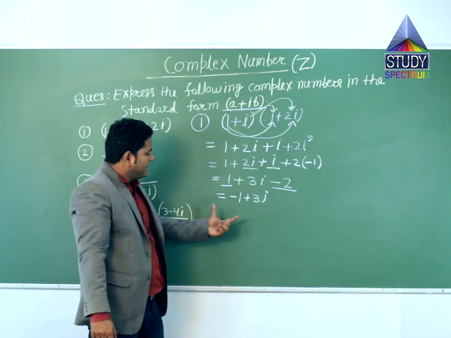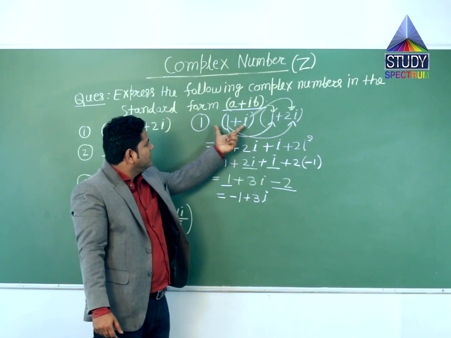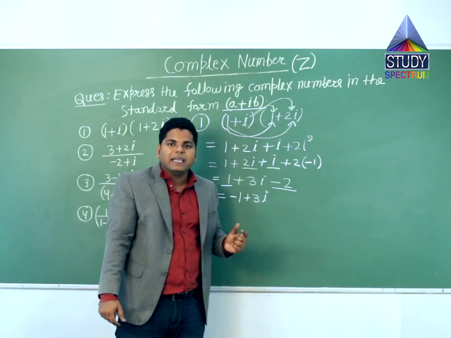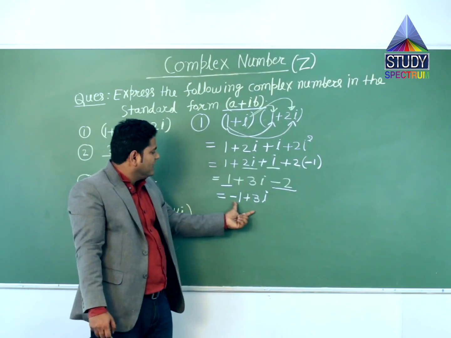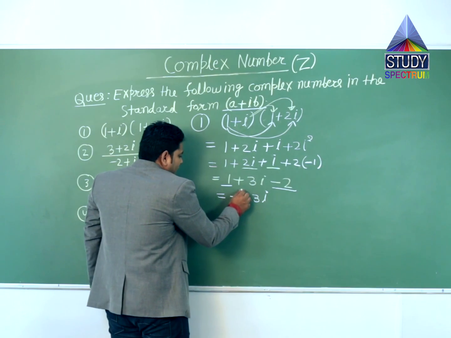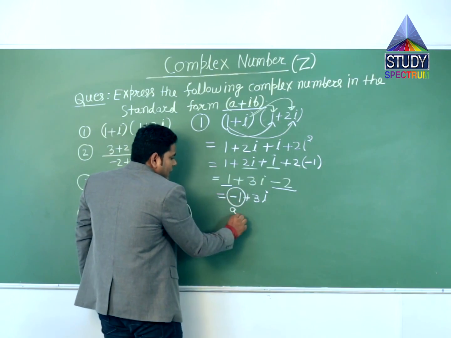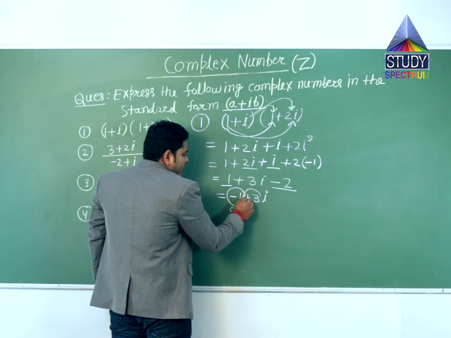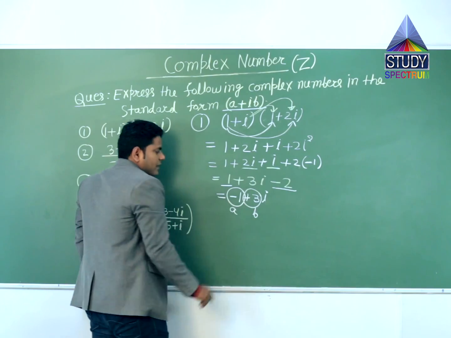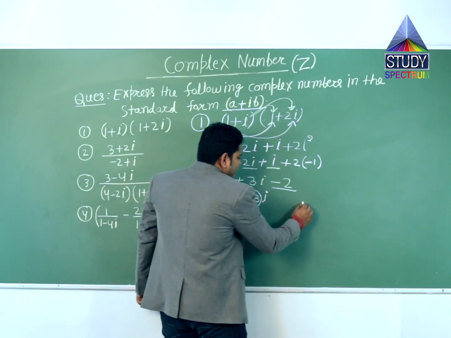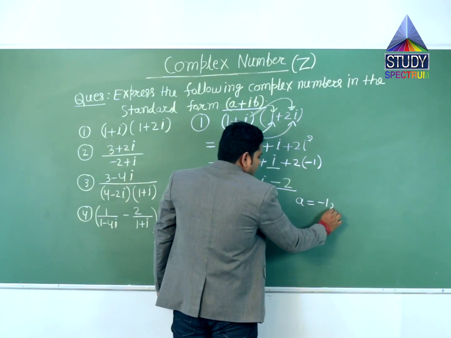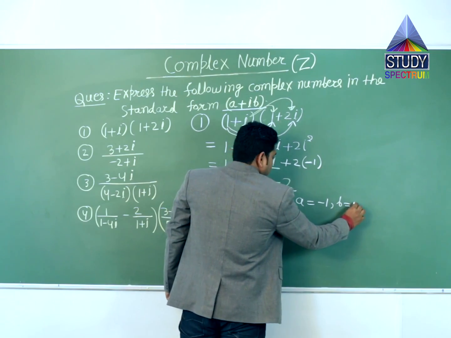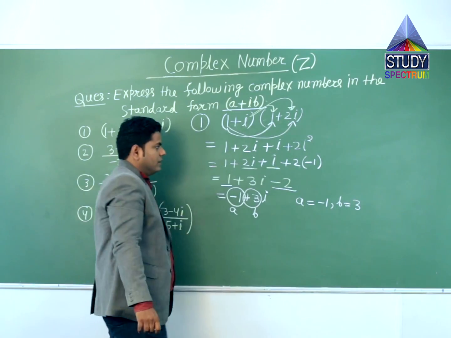So now we have expressed this complex number (1 + i)(1 + 2i) in the form of a + ib, and in the place of a we have this, and in the place of b we have plus 3. Okay, so you can write here a equal to minus 1 and b equal to plus 3.